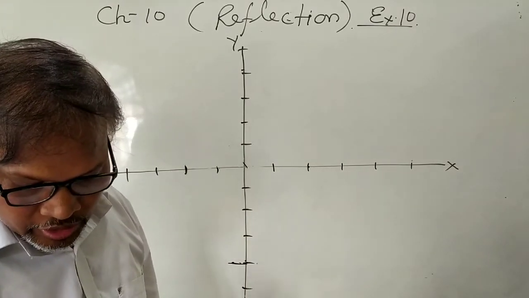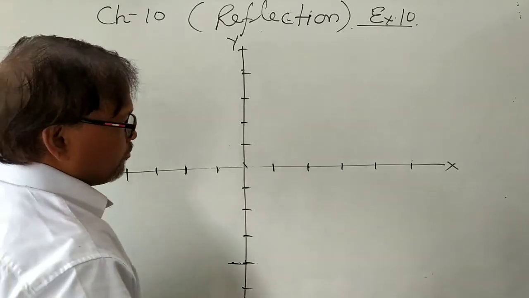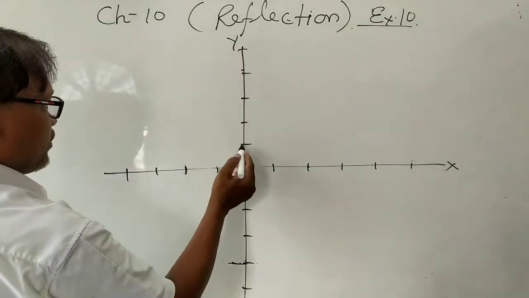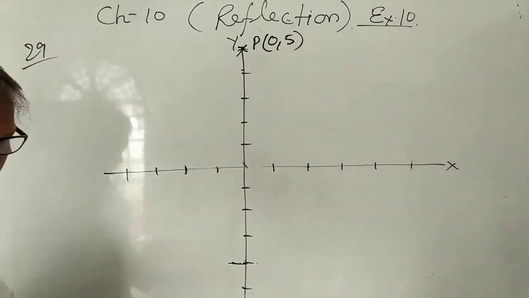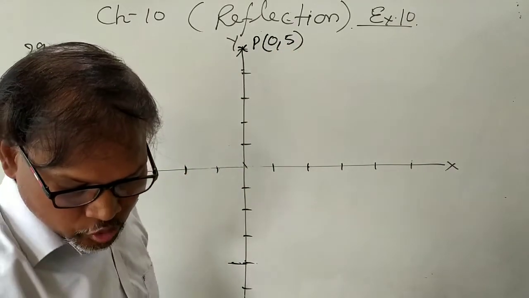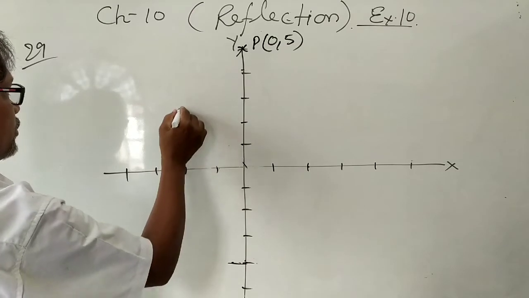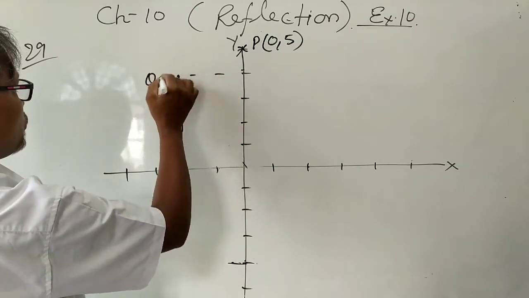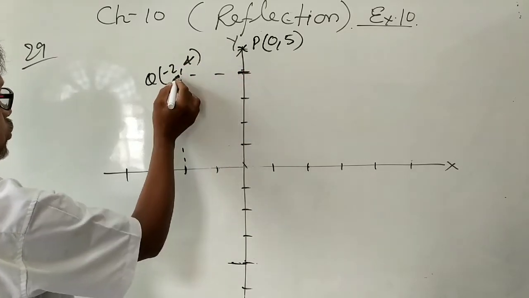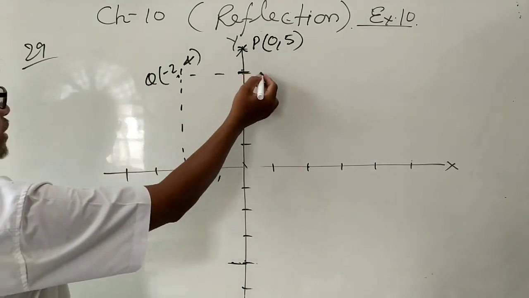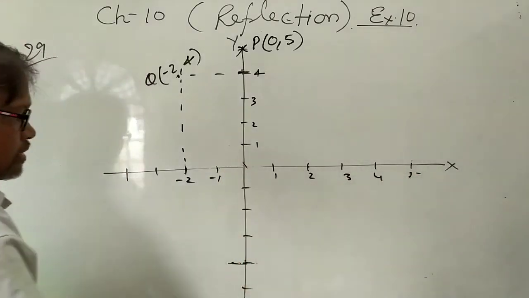P and Q have the coordinates 0, 5 and -2, 4. 0, 5 P. So 0, 5 means we have 1, 2, 3, 4, 5. This is the point P 0, 5. And Q is the point -2, 4. -2 means here and 4 means here. So it will be Q -2, 4. This is the point Q. ओके, -2 ये और ये 4.